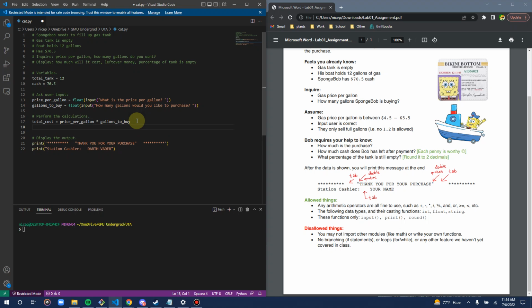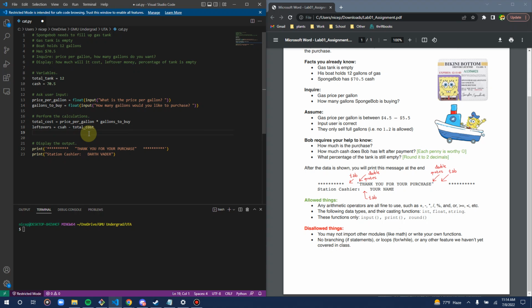And next, we have gallons to buy, which I'm going to set equal to, I already have that variable. Little brain fart there. Next, I do want to have a leftovers variable. This is just going to represent how much cash is left over. So that's just going to be cash minus total cost.